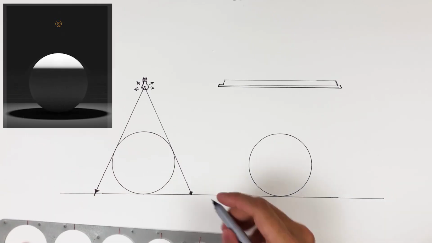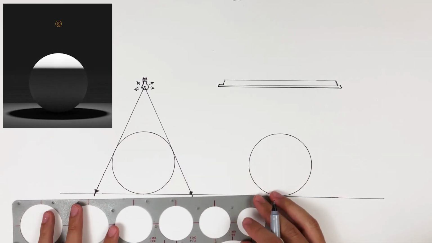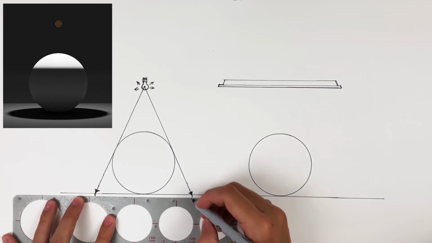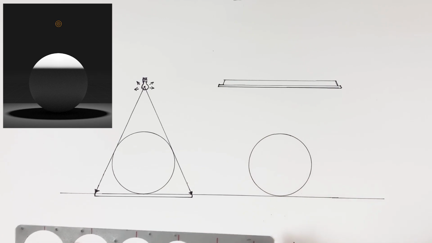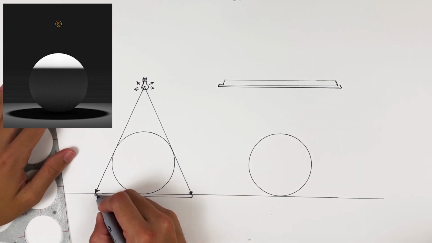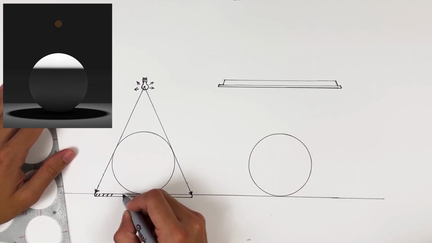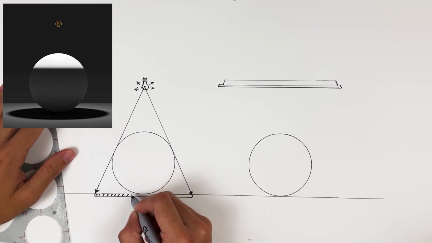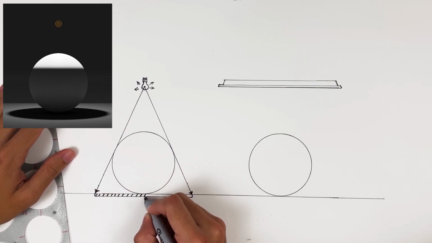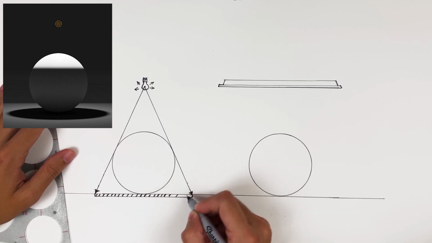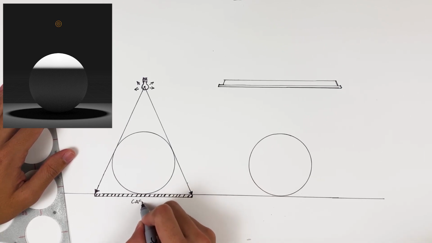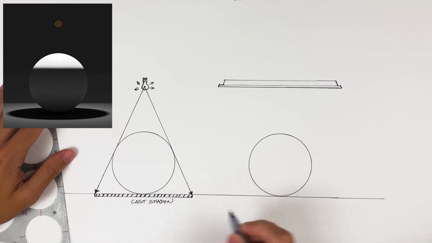So unlike our cast shadow under the sphere that was under a perfect directional light, like a spotlight or the sun, which has parallel light rays, because the light rays from a point light are not parallel, the cast shadow is wider than the sphere, which makes it a little more dramatic.